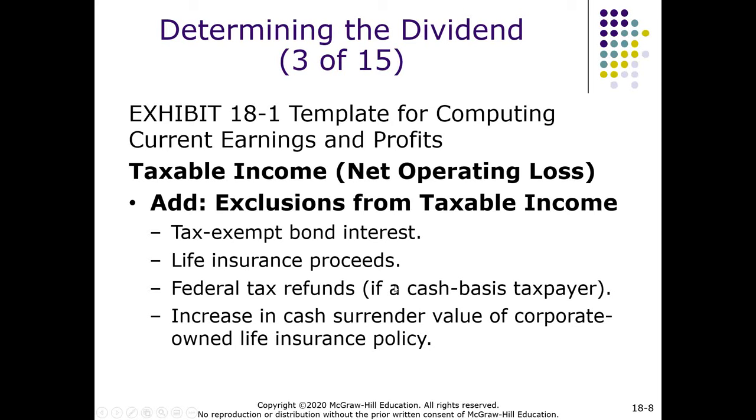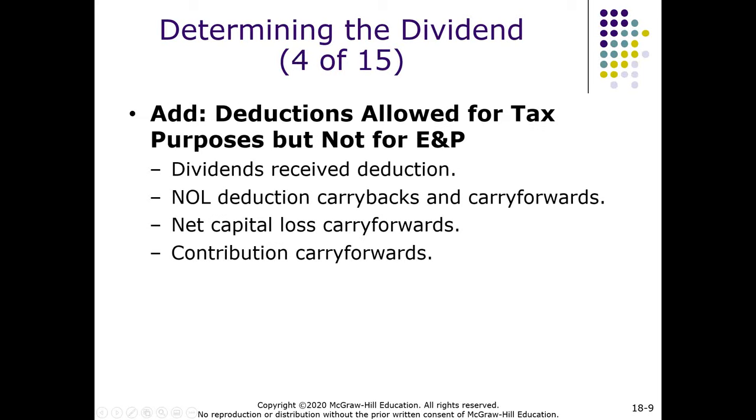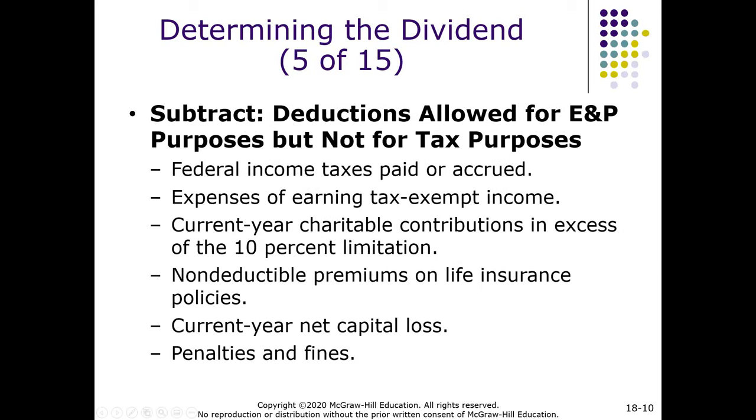Life insurance, federal tax refunds if they're a cash basis taxpayer, and then the increase in cash surrender value of corporate owned life insurance policies as need be. You're also going to add deductions not allowed for tax purposes, which is the DRD. So if you receive dividends that didn't get subject to tax, obviously that's still income that's able to be distributed to your shareholders. Your NOL deduction carrybacks and forwards, net capital loss forwards, and then of course any charitable contribution carryforwards.